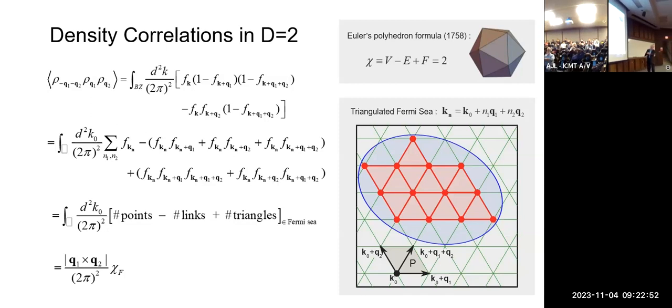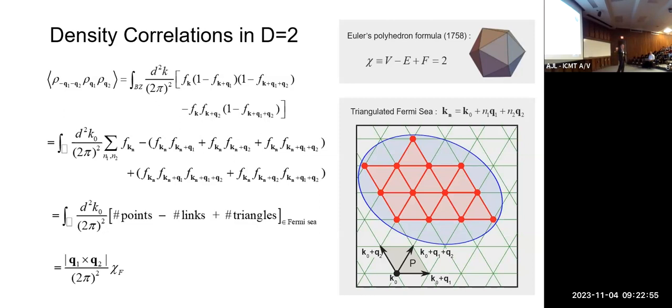And so these parallelograms tile momentum space. So what makes sense is to divide the integral over K into an integral over just one parallelogram times a sum over the lattice that's generated by Q1 and Q2. So let's consider a particular point in the integral and consider the sum over the lattice. If I multiply this out, you can see that there's going to be terms where there's a single F, terms where there are two Fs, and terms where there are three Fs. And those terms are going to precisely count the number of points minus the number of links plus the number of triangles.